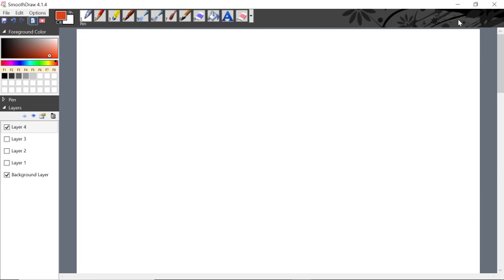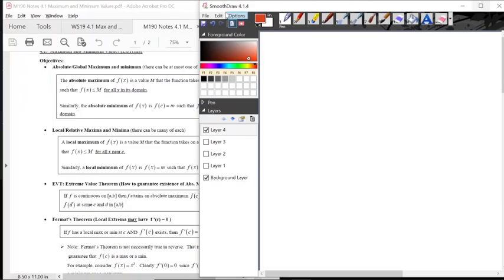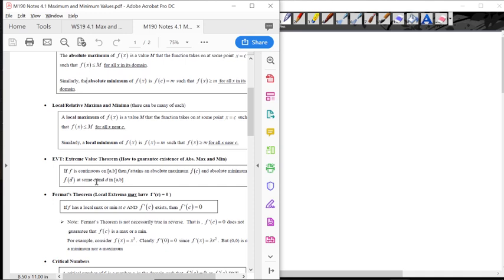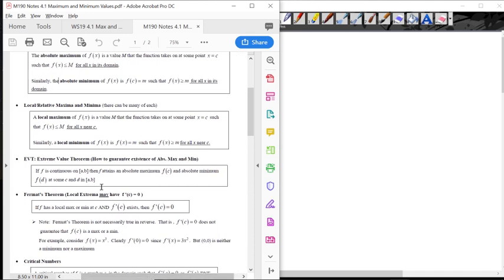Next on the list, let's take a look at the extreme value theorem. The extreme value theorem. If f is continuous on the closed interval a to b, then f attains an absolute maximum f of c and absolute minimum f of d at some c and d in the closed interval a to b. This is an example of what's called an existence theorem.